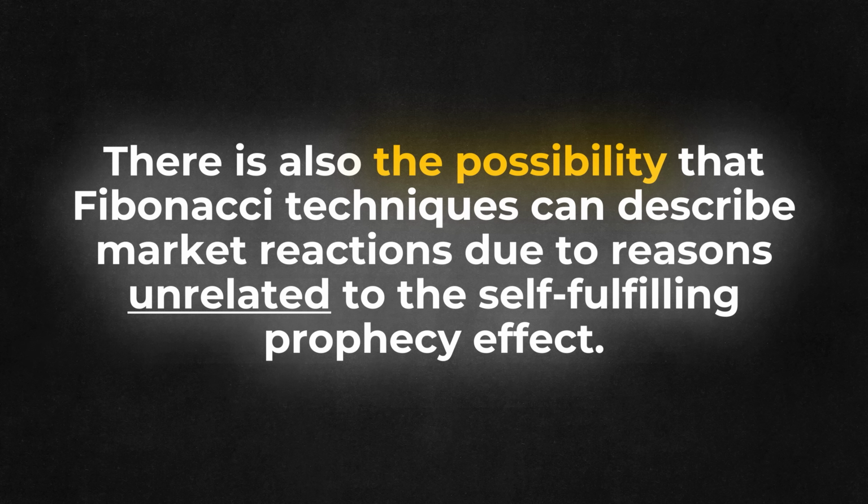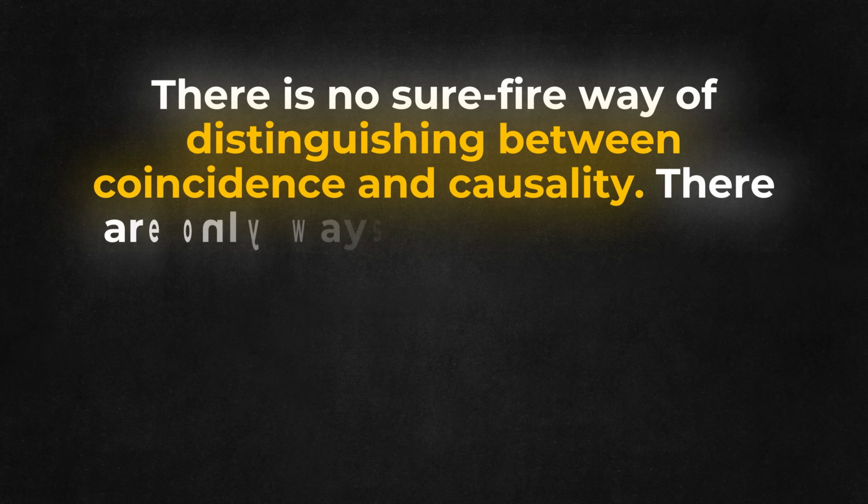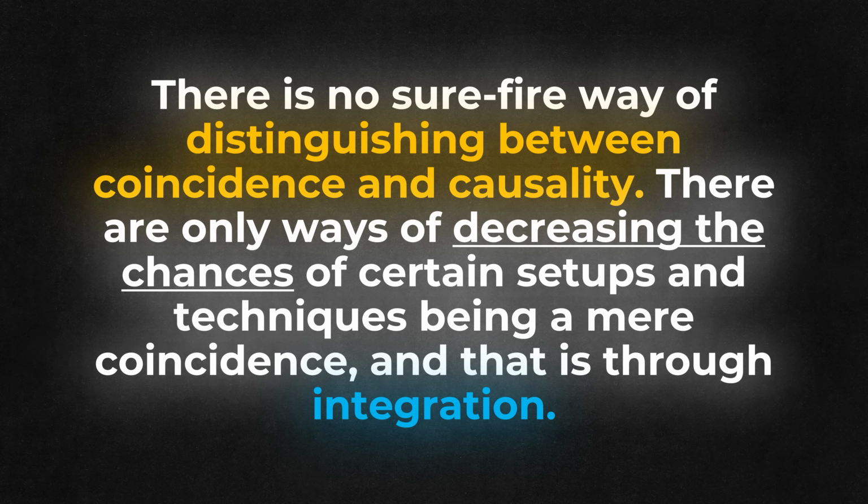Trading the financial markets is known as a game of incomplete and asymmetric information, and the market is not just composed of Fibonacci traders. There is a diverse set of market participants. That means that there is no surefire way of distinguishing between coincidence and causality. There are only ways of decreasing the chances of certain setups and techniques being a mere coincidence, and that is through integration.